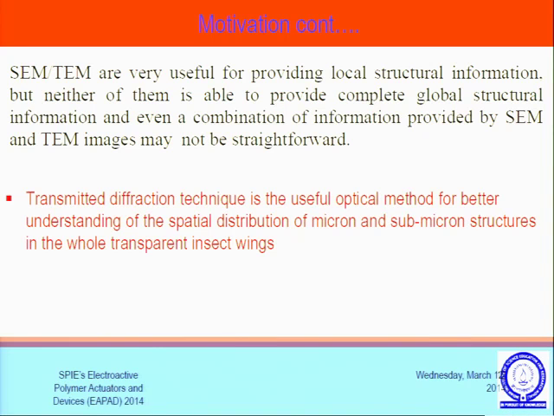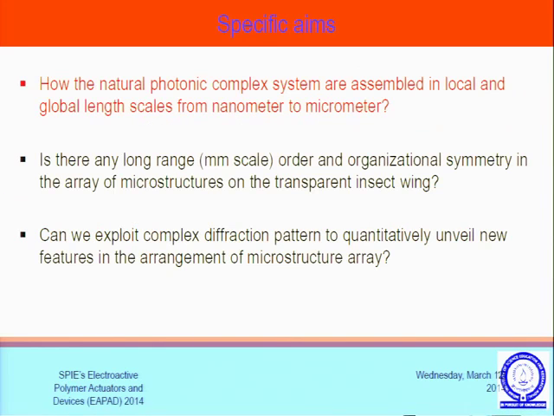So the transmitted diffraction technique is a useful optical method for better understanding the spatial distribution of micron and submicron structure in the whole transparent insect wing in a single shot. How are natural photonic complex systems assembled at local and global length scales, from nanometer to micrometer? I want to probe these things. Is there any long-range order and organizational symmetry in the array of microstructure on the transparent wings? Can we exploit the complex diffraction pattern to quantitatively unveil new features in the arrangement of the microstructure array?